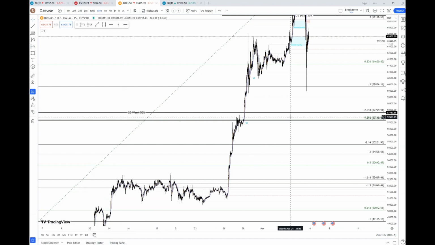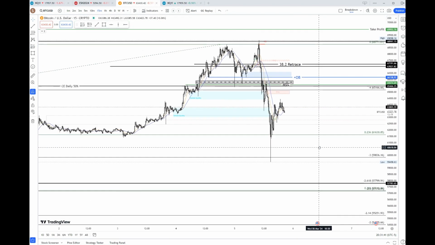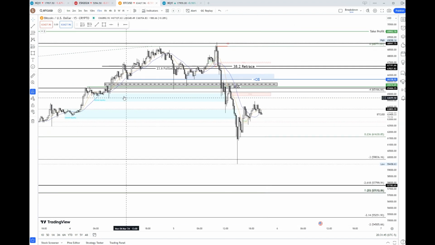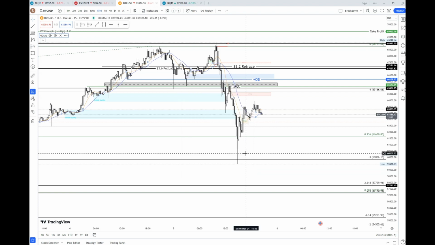I realize that some people don't have access to the paid version, so I'll be doing these on the unpaid version. So we might get some pop-ups here and there. And all I'm going to be using is ICT Concepts, LuxAlgo, and the 4 EMA, but I only keep on the 10 and the 20.